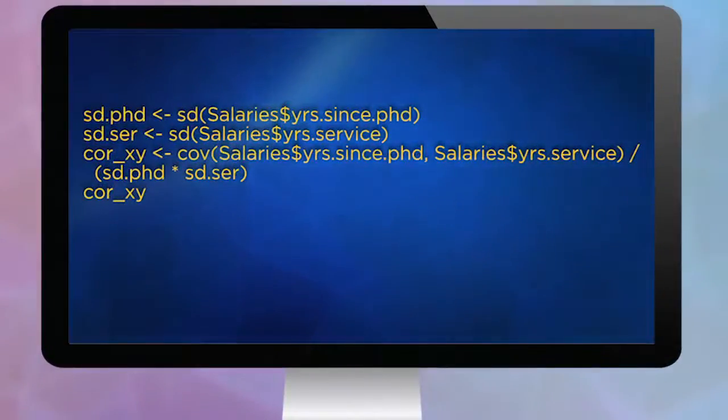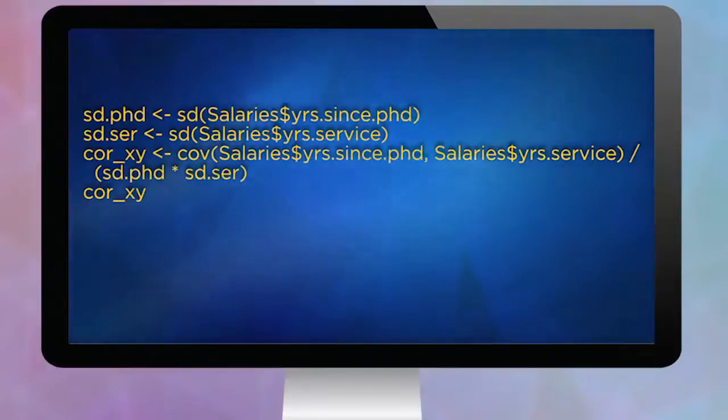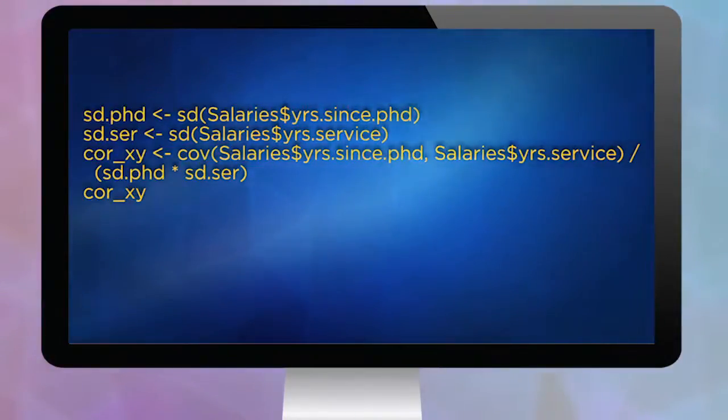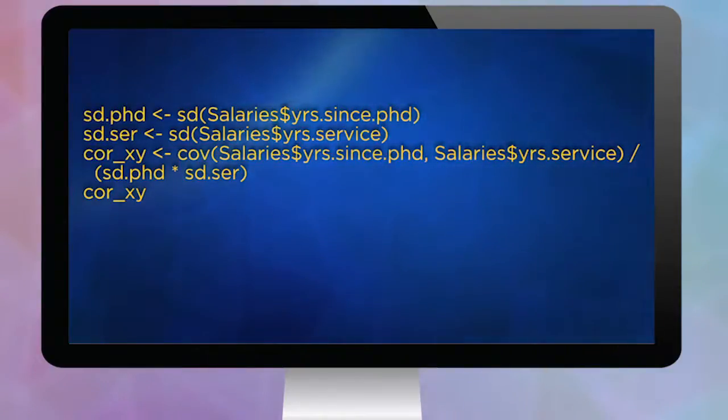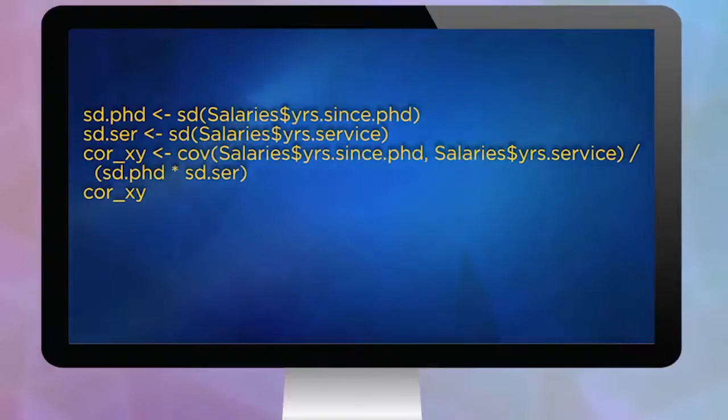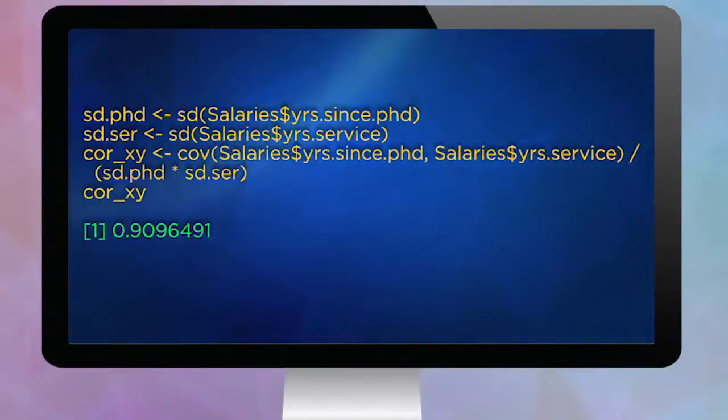So in R, we can first find the standard deviation of our salaries data of the years since PhD. We'll call that SD.PhD. Second, we're going to find the standard deviation of our salaries data in years of service. Call that SD-Serv. Now, to calculate the correlation of those two, we're going to take the covariance of years since PhD with years of service, and divide it by their respective standard deviations. The value we get is approximately 0.9.